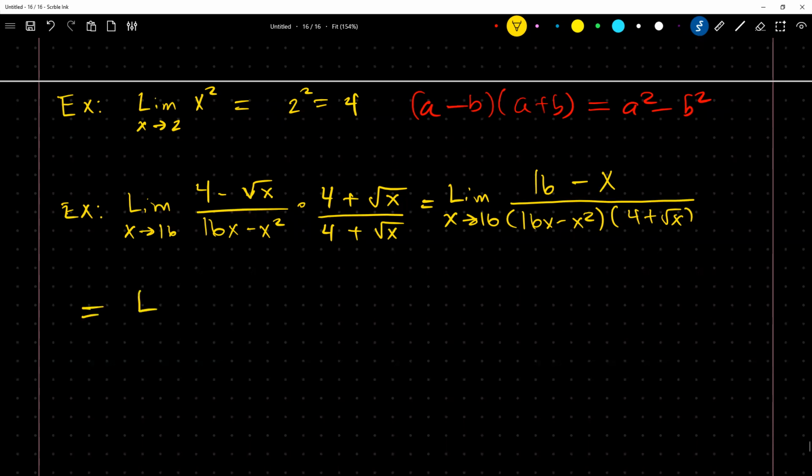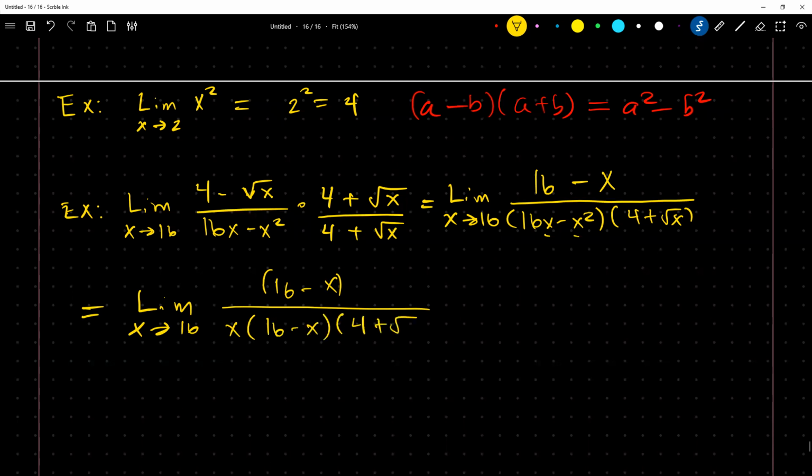And so the next thing we're going to do is let x go to 16, with 16 minus x on top. And then down here, we'll factor out this x. So I've got x times 16 minus x. That works out very nicely. And you can see the reason why we don't want to multiply the bottom, because this will factor out nicely in most cases. So we can divide this now, and we're going to get the limit as x goes to 16 of 1 divided by x times 4 plus root x.